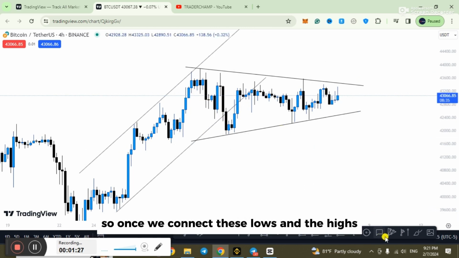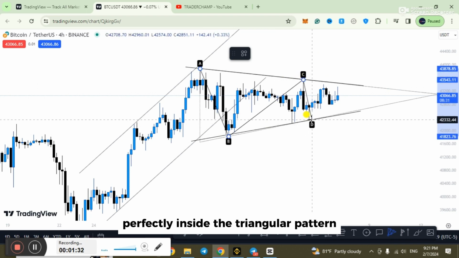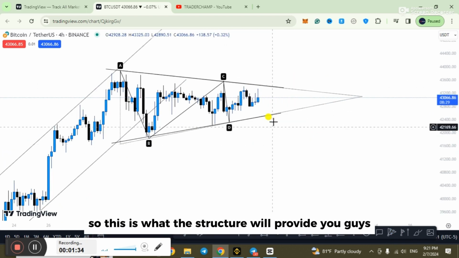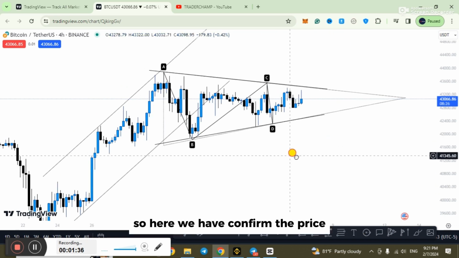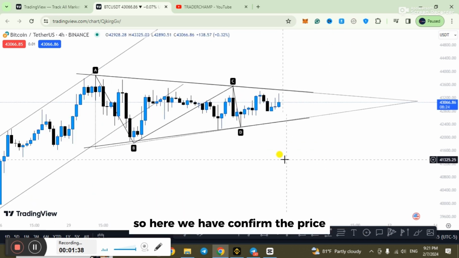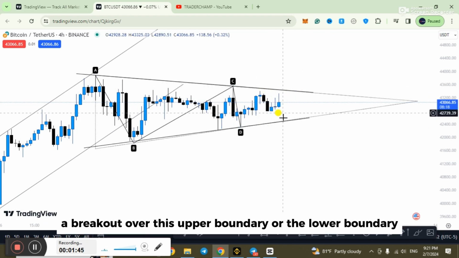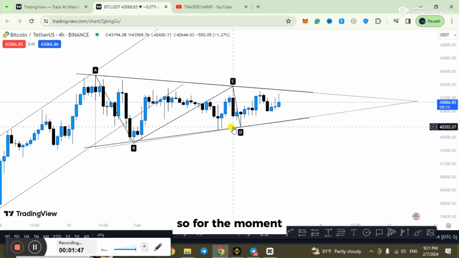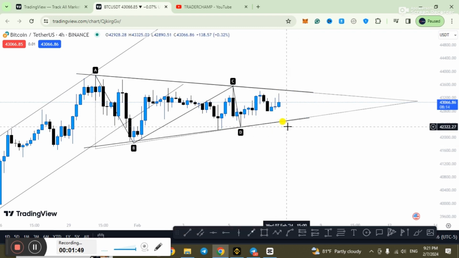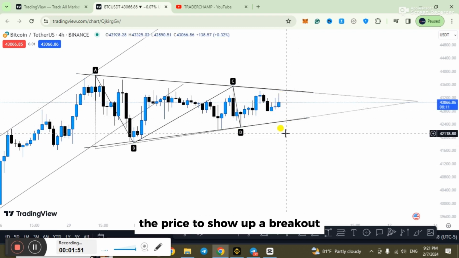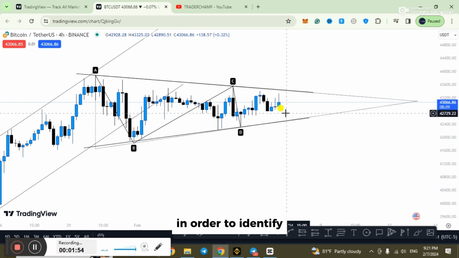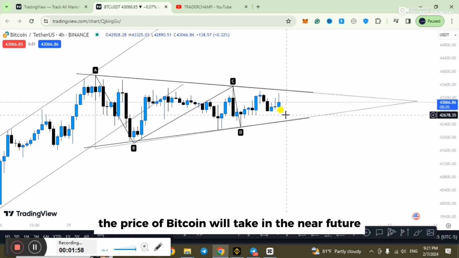Once we connect these lows and highs perfectly inside a triangular pattern, this is the structure it provides. Here we have to confirm whether the price will break out over the upper boundary or the lower boundary. For the moment, we have to wait for the breakout to identify the direction that the price of Bitcoin will take in the near future.